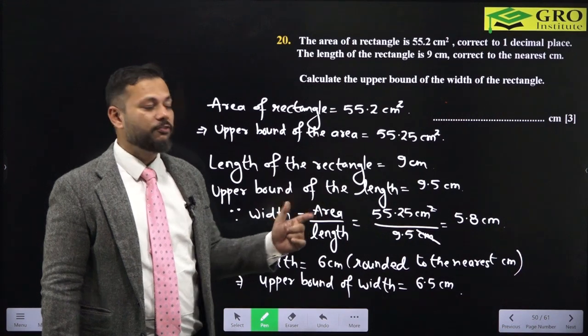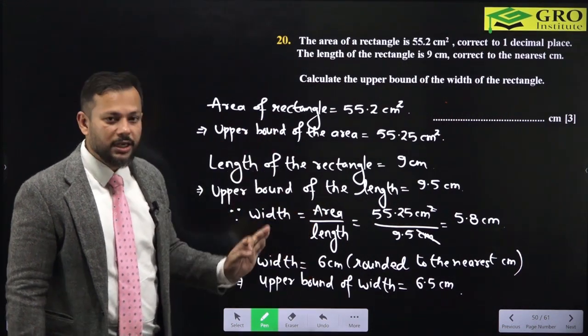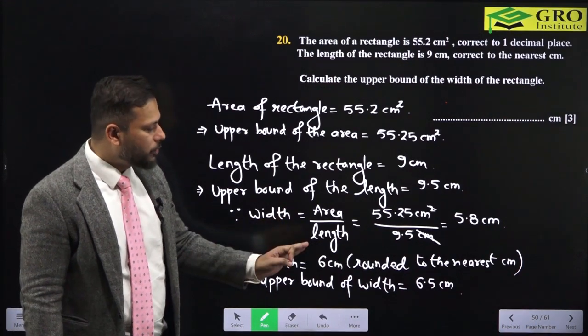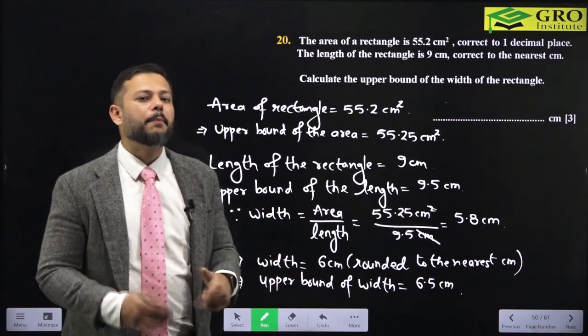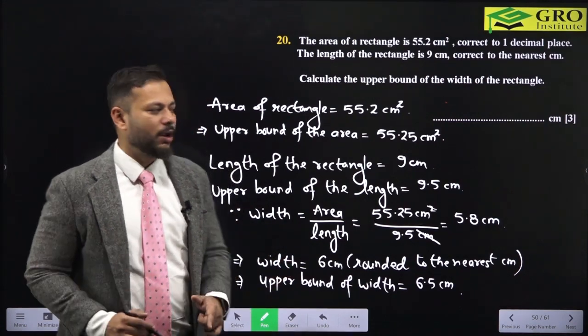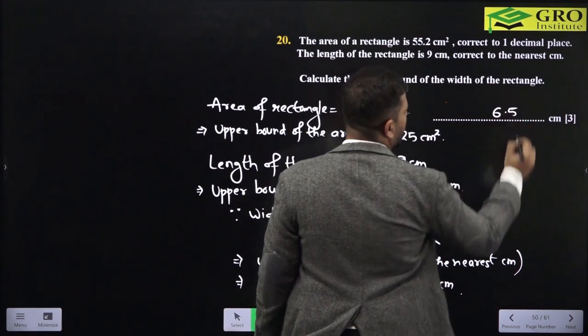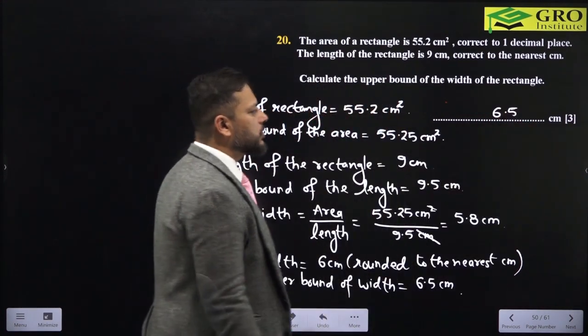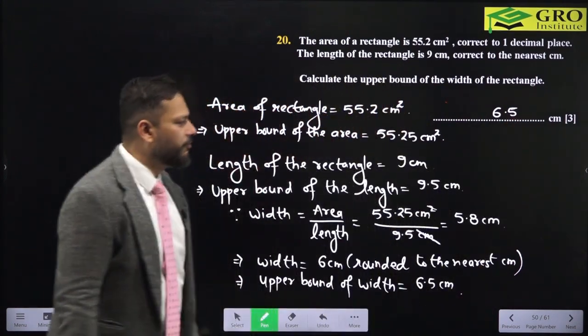We have first converted it into nearest centimeter, as length was also in nearest centimeter. So we got the width to be in nearest centimeter as 6 centimeter. And the upper bound of it is 6.5 centimeter. This is our answer. 6.5 centimeter is the required answer, or the upper bound of the width.